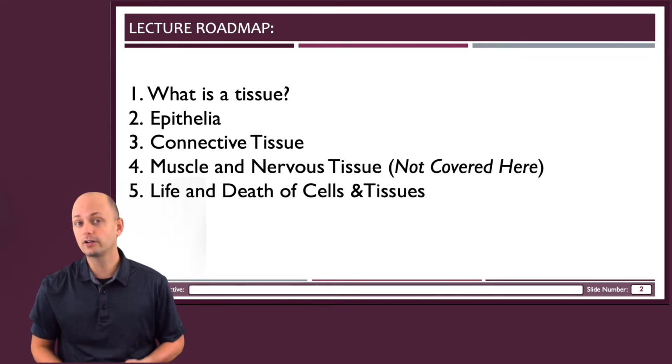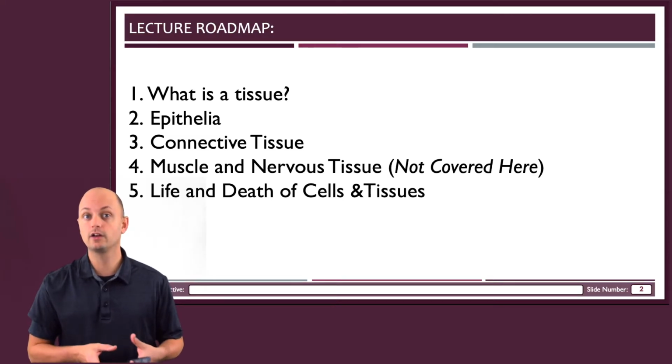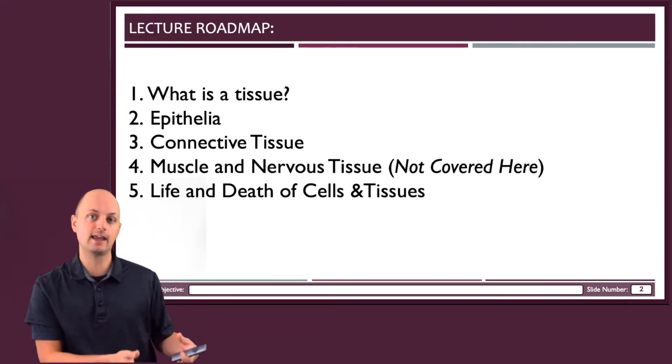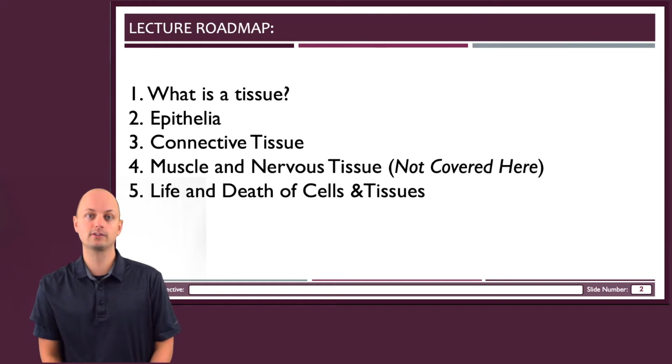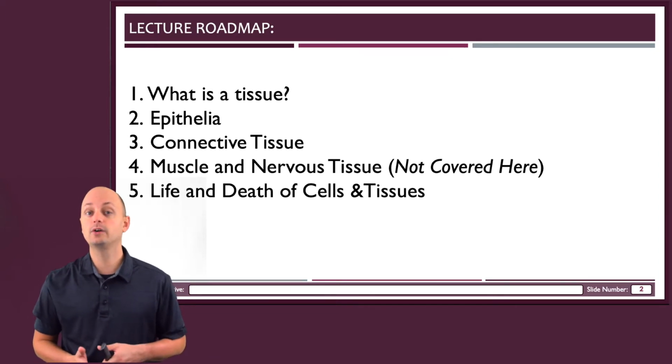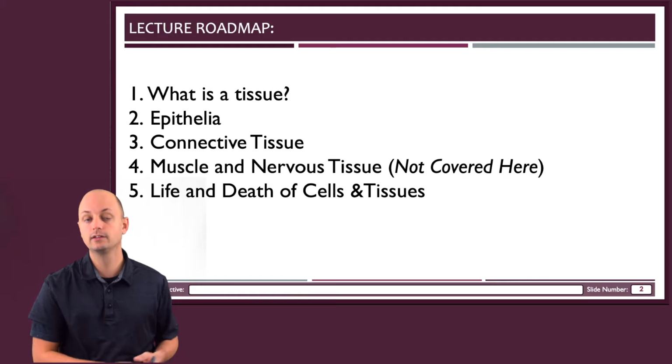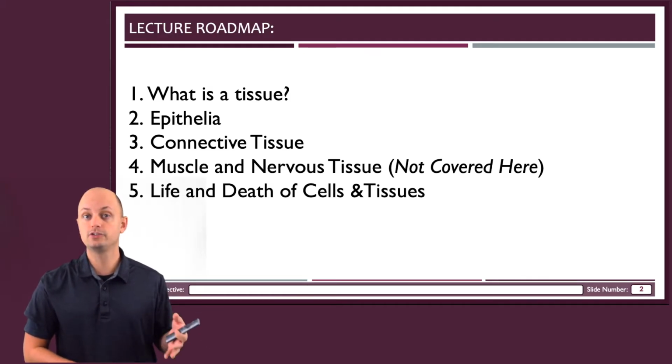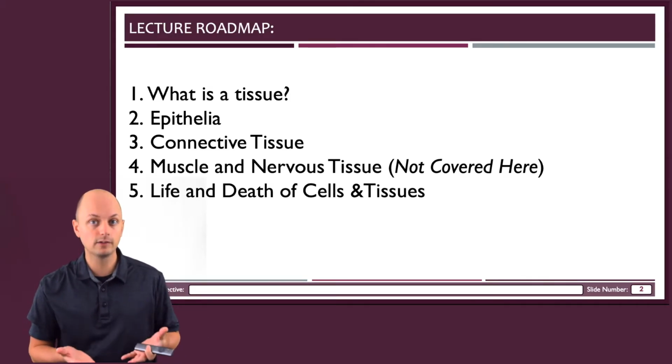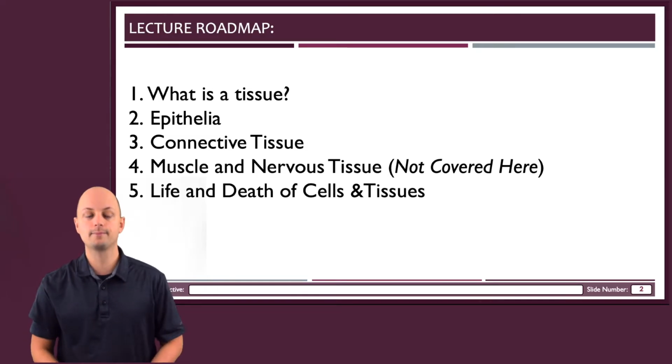I'm actually not going to talk too much about muscle and nervous tissue here because we have entire units dedicated to that a little bit later in the course. Lastly, I'm going to talk about tissue generation from stem cells, a couple of different examples of tissue transformations, and the mechanisms by which cells and tissues can die.